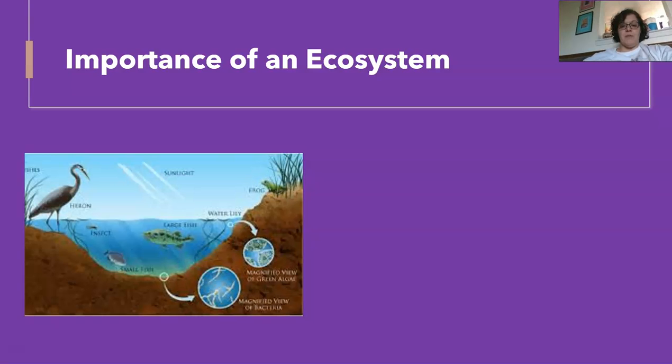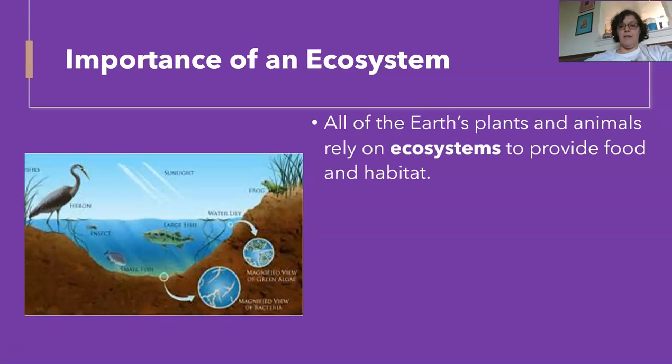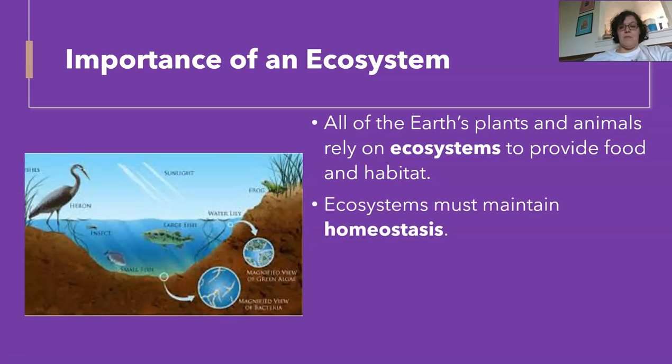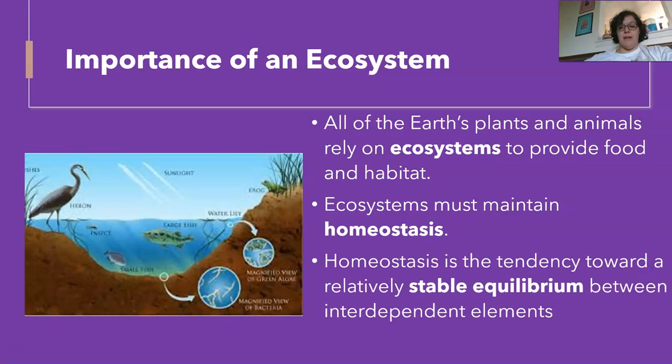The importance of an ecosystem: there's a lot of important things. All of Earth's plants and animals rely on ecosystems to provide food and habitat. Ecosystems must maintain homeostasis. Homeostasis is the tendency towards a relatively stable equilibrium between interdependent elements. Each element depends on another to survive.